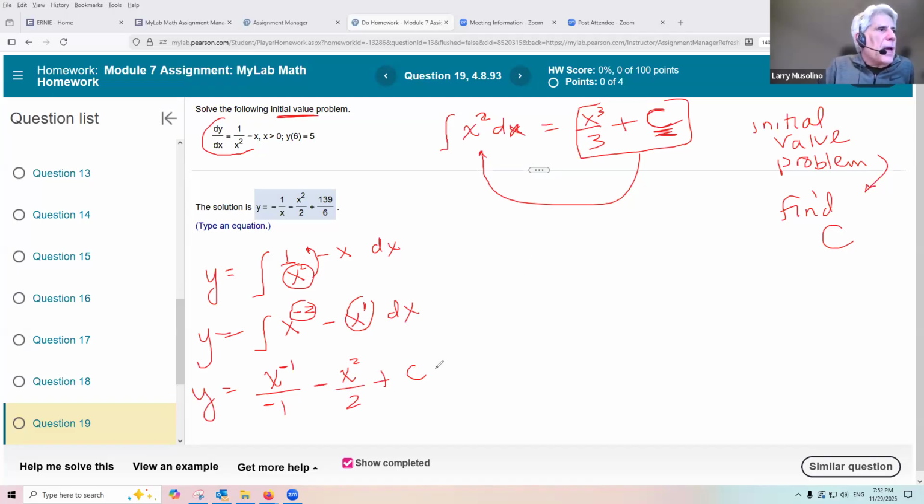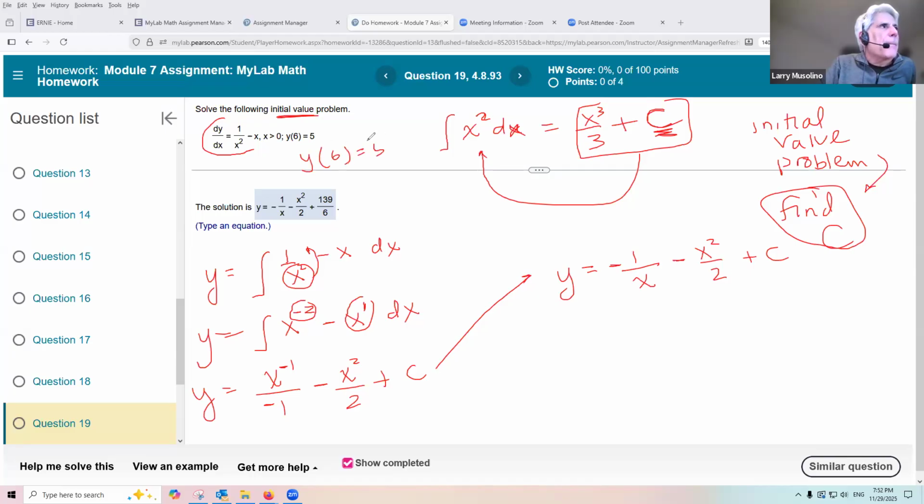So really what we have here, let me write it up here. It's going to be negative 1 over x minus x to the 2 over 2 plus c. But remember, they want us to find c. Well, they gave us an xy pair. They said y of 6 equals 5. What they're really telling you here is the x value is 6, the y value is 5. So let's plug those numbers in. The y value is 5. The x value is 6. This is negative 1 over 6 minus 6 squared over 2 plus c.